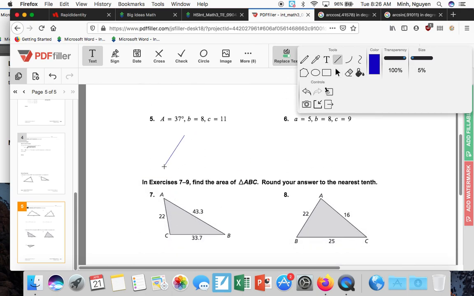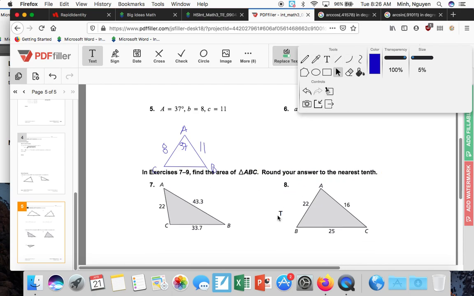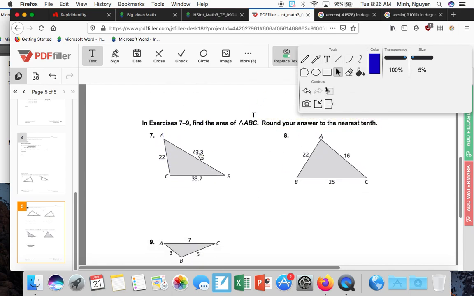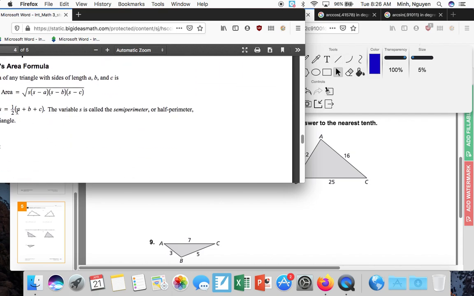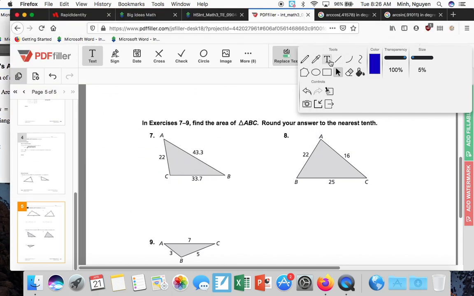So, for instance, angle A is 37, then side B, and then side C, across from angle B and across from angle C. Find the area. Okay, so it's a pretty simple one. So find the semi-perimeter first. Add up all the sides and multiply by half. So semi-perimeter.